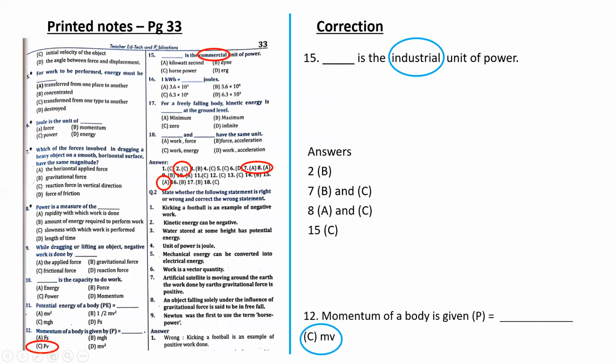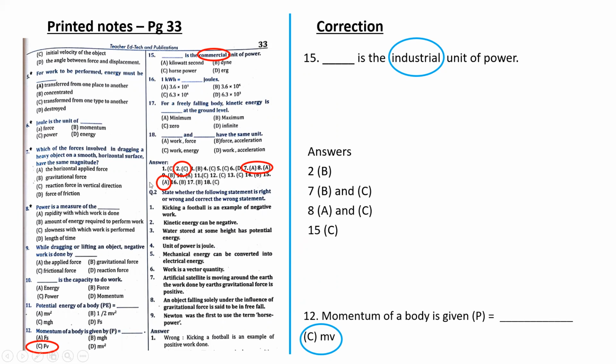Next, page 33. Question number 15. It is given as dash is the commercial unit of power. Instead of commercial, the correct word is industrial unit of power. So dash is the industrial unit of power. That would be your correction.